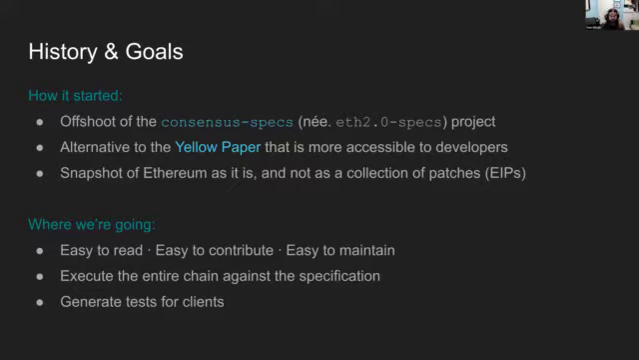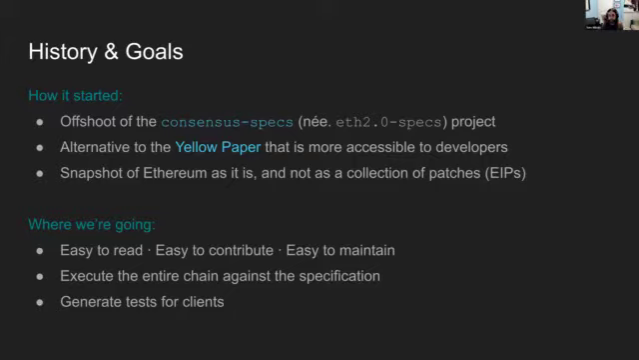And the goals that we're going for, the things that we want to accomplish in the future: we want our spec to be incredibly easy to read. We want it to be easy to contribute to for new people, so no learning a new language, or at least learning a fairly popular language like Python. And we want the spec to be easy to maintain, so we want it to be well documented and simple.